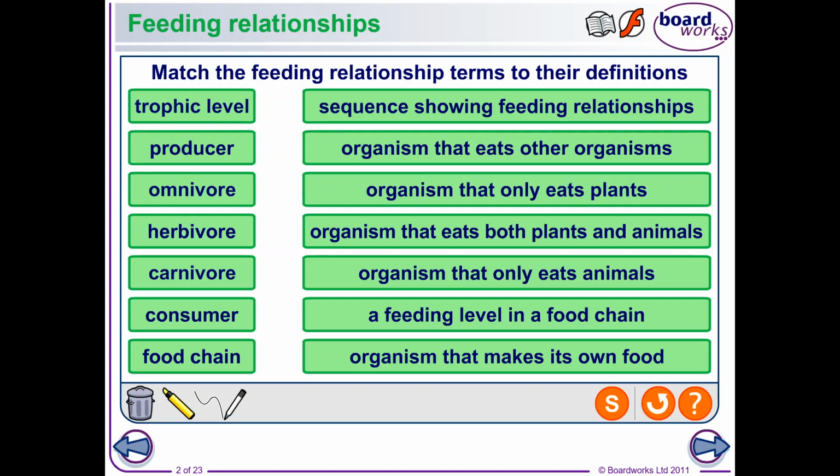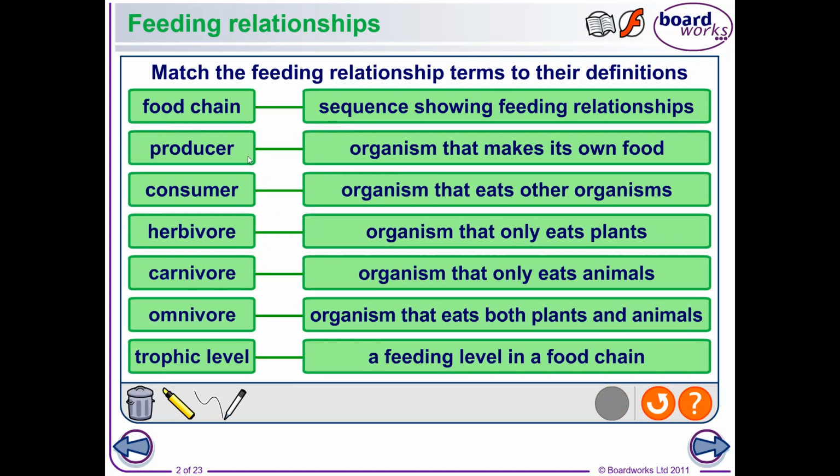Okay, so hopefully you have actually done that, not just waited for me to start talking again. So if we go through the answers, start with food chain. A food chain is a sequence showing feeding relationships. A producer is an organism that makes its own food. Consumer is an organism that eats other organisms. A herbivore is an organism that only eats plants. Carnivore is an organism that only eats animals. An omnivore is an organism that eats both plants and animals, and a trophic level, which is possibly the word you haven't come across before, is a feeding level in a food chain.